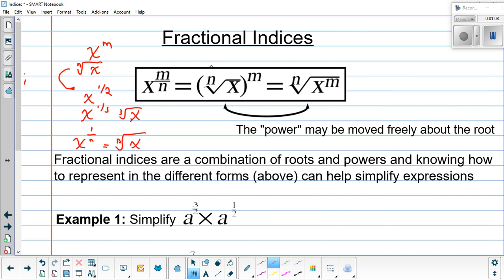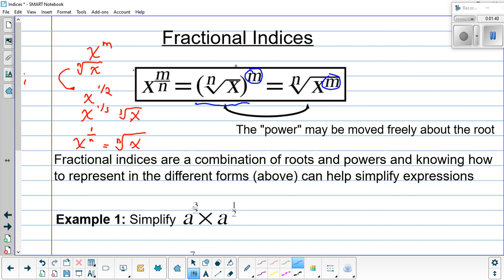So the second part of the equation, this little part right here, I'll do it in blue, is just saying that it doesn't matter, we can put our index on the outside, or we can put it on the inside. We can move that in between, as long as it applies to all the terms. So this m doesn't actually affect our n. It'll affect our overall value, but it won't affect our root.